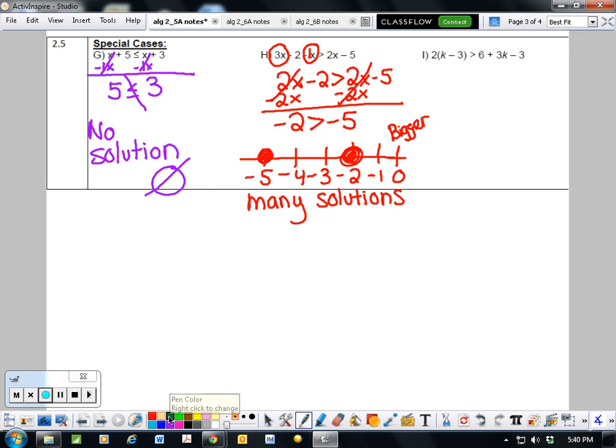Okay, and then our last one, we've got combining like terms and distributive property just to keep things fresh. So we multiply in by our 2. So I have 2k minus 6 is greater than, and then over here I have a 6 and a minus 3 that can combine. 6 minus 3 is 3. Okay. And then I'm going to move my k's all to that left-hand side, so I'm going to minus 3k from both sides.